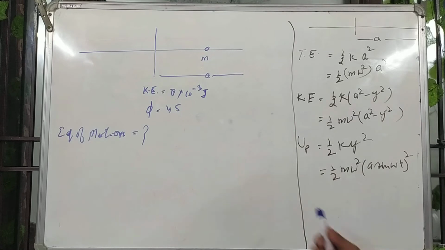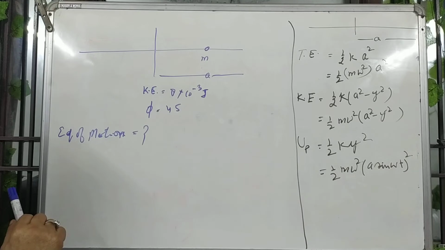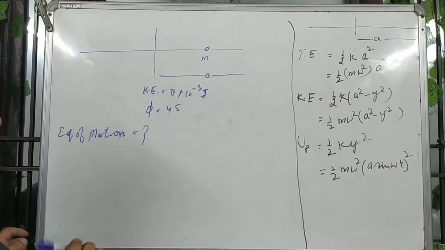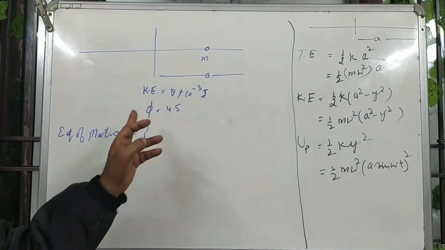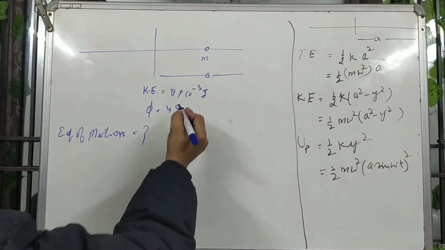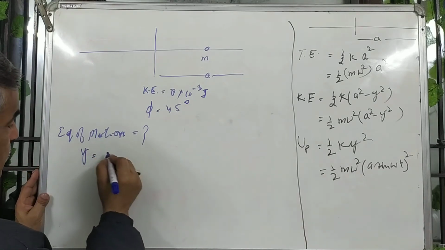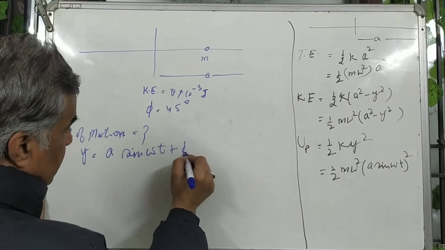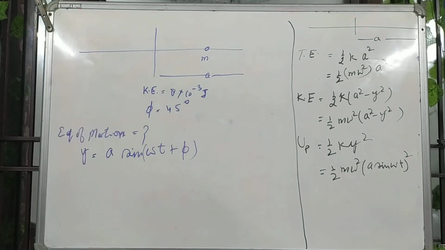Our next question is that there is an m mass body, it is oscillating. This is the mean position. Amplitude A is given and kinetic energy is given, 8 into 10 power minus 3 joules, and the initial phase angle is 45 degree. So you have to find the equation of motion. The equation of motion is y equal A sin(omega t plus phi naught). We have to represent it under these conditions.